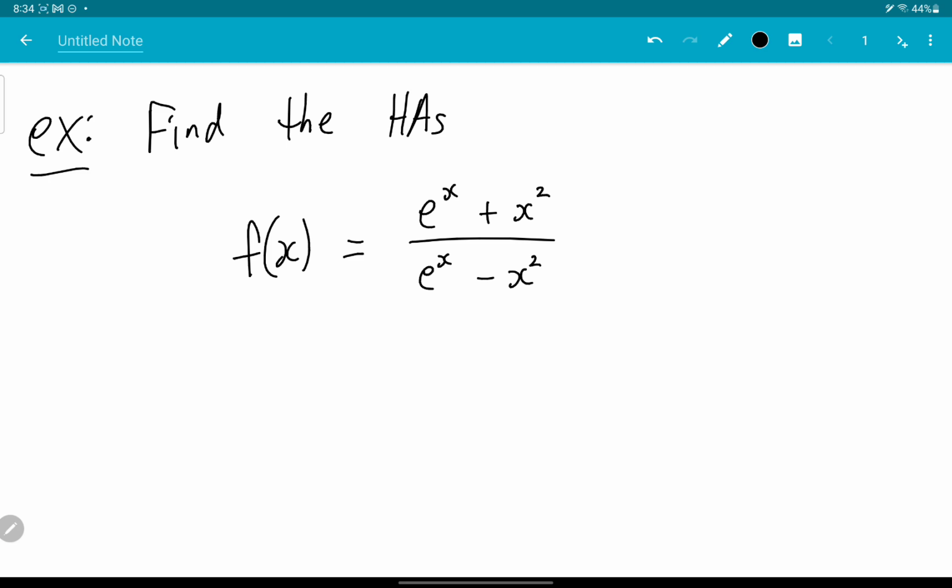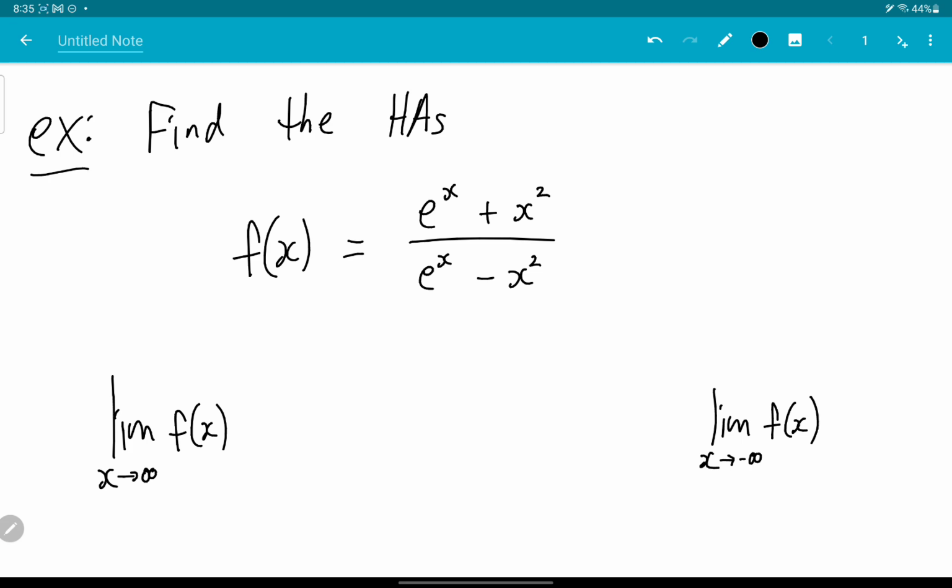So as I said, we'll do two limits. We'll do the limit as x goes to infinity first. So limit as x goes to infinity of f of x. We're going to do that one. And afterwards we'll do the limit as x goes to minus infinity of f of x. And they could be different.